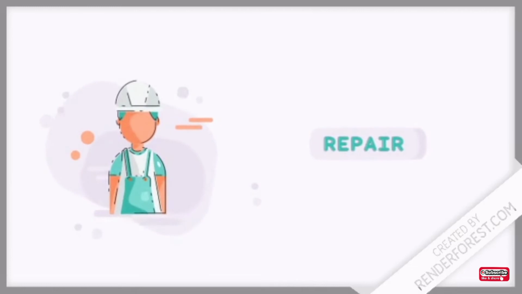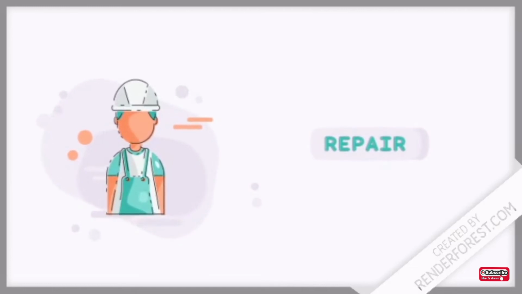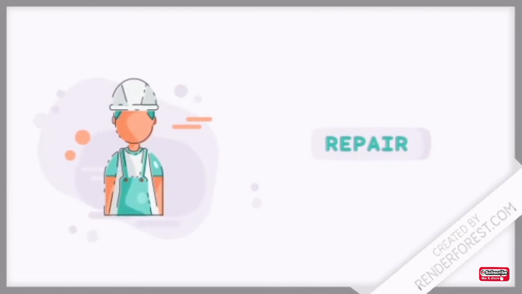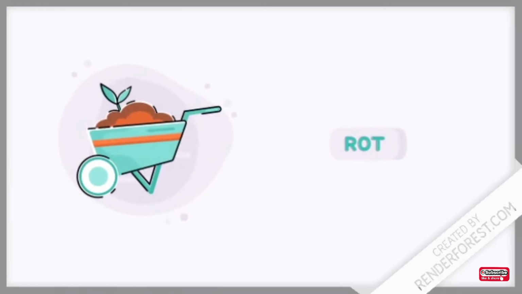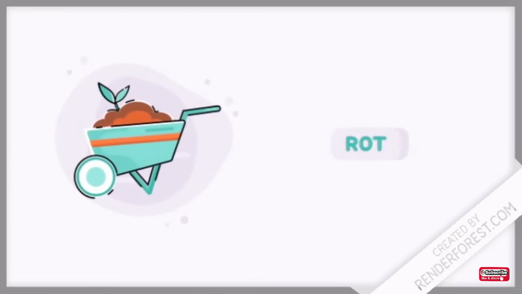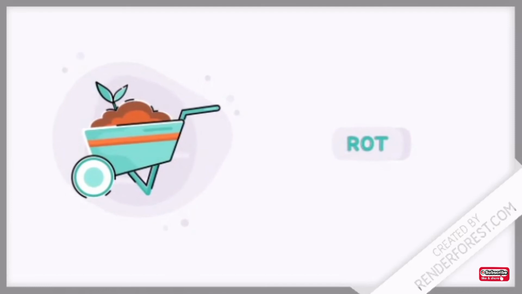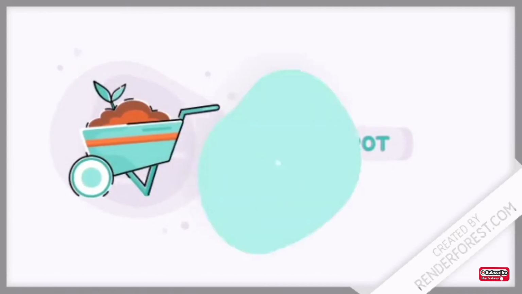Repair. Refurbish. Think before buying. If we can still fix it, then why not? Rot. Create a compost pit in your yard for all the waste materials which will undergo decay, and they will become fertilizer after some time. Win-win situation, right?